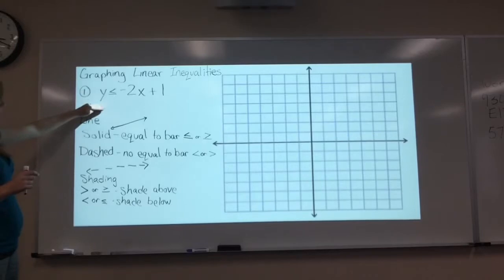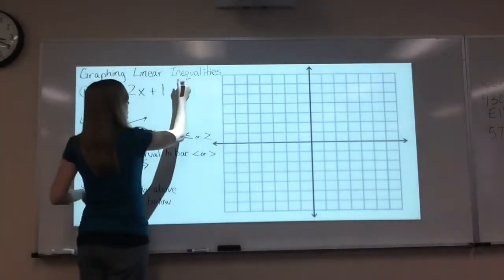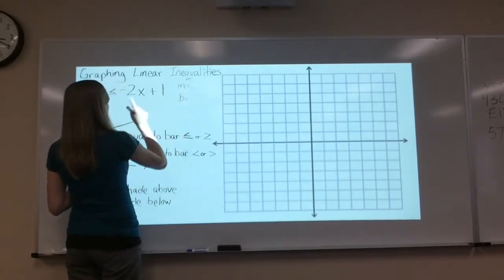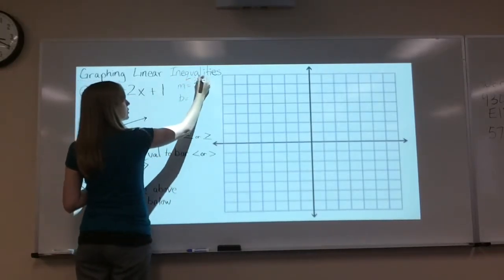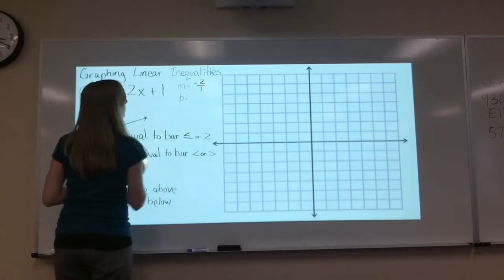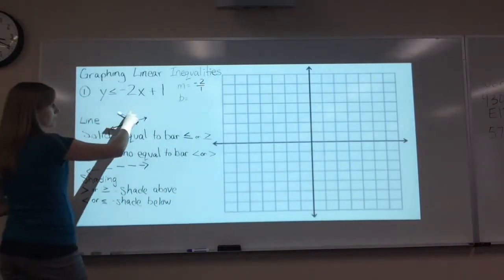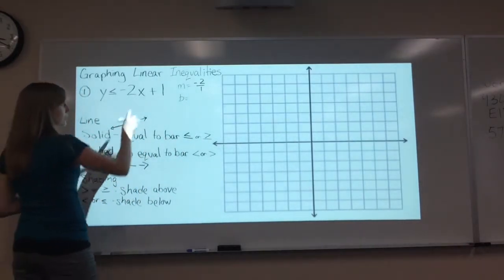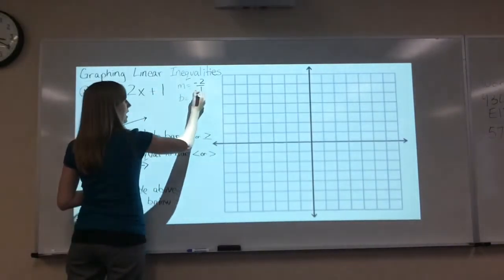So taking a look at number one, the first part of graphing stays the same. You need to know the slope, you need to know the y-intercept. The slope in this case is -2 over 1. Always make it into a fraction. Give it a +1 at the bottom if it's a whole number. And my y-intercept is a +1.